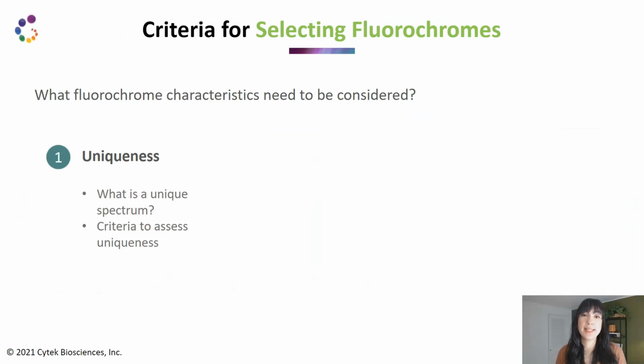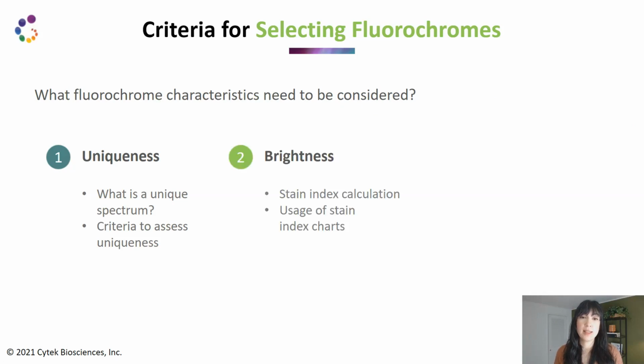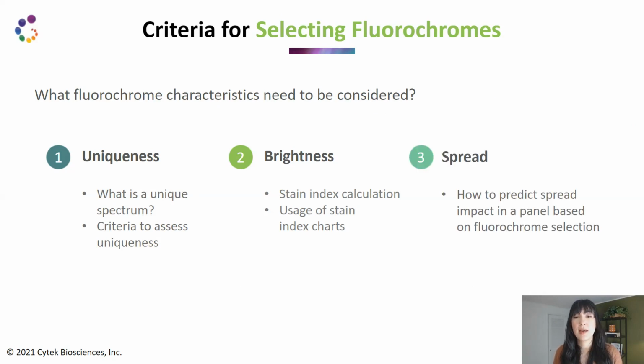Now let's go into the criteria for selecting fluorochromes. There are 3 criteria that we're going to go through. The first one is uniqueness. So we want to make sure we're selecting fluorochromes that can be distinguished from each other. The second is brightness. As I mentioned, we want to pair the brightness of the fluorochrome based on the antigen density. And the third one is spread, which is a slightly more advanced topic that I will explain in detail and point out those of you who need to pay more close attention to the spread.